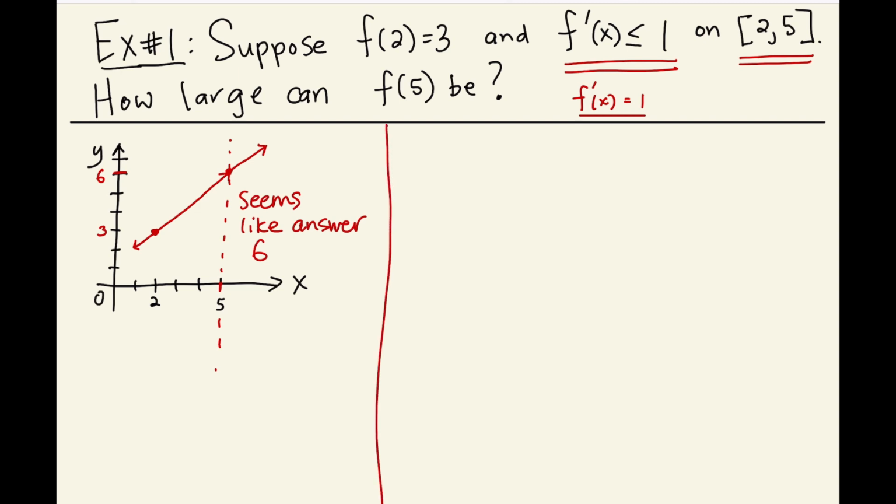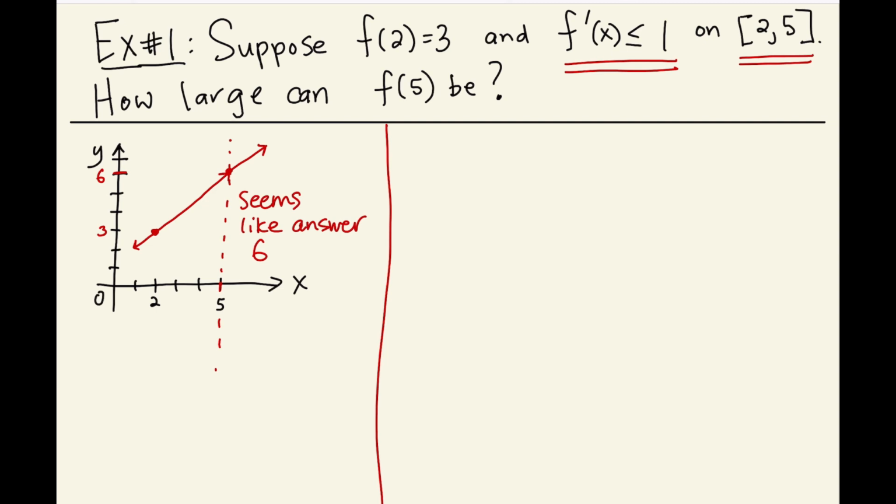But of course, we don't know that our function is a line. So we're going to use the mean value theorem to actually prove this for any function f that satisfies these two conditions. So let's start there to actually answer this question.